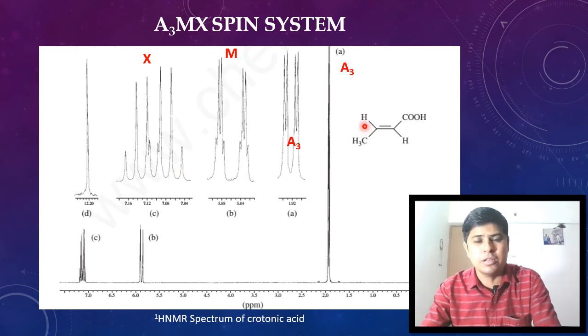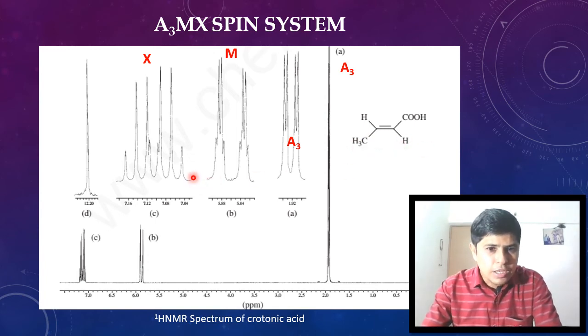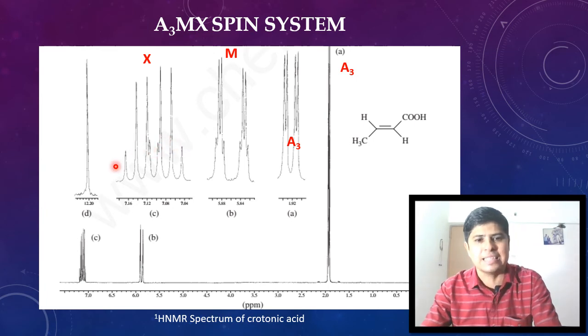Quartet with respect to this methyl group, and doublet with respect to this proton. So there should be 8 lines. If you see here, 1 2 3 4 5 6 7 8, there are 8 lines for this proton. So this is the X proton, this is the M proton, and this is the A proton. This is the A3MX spin system of crotonic acid.